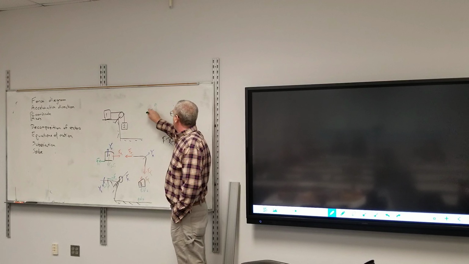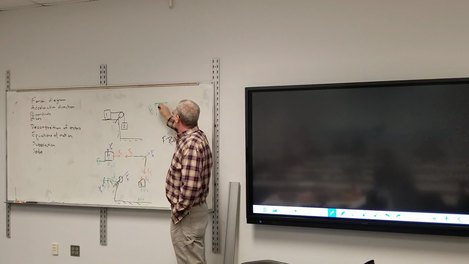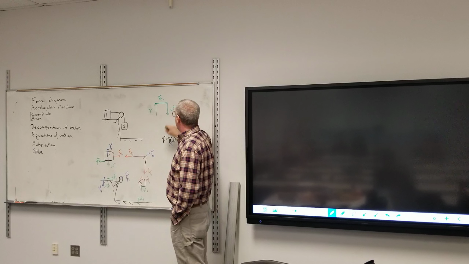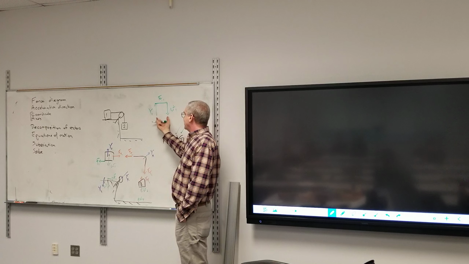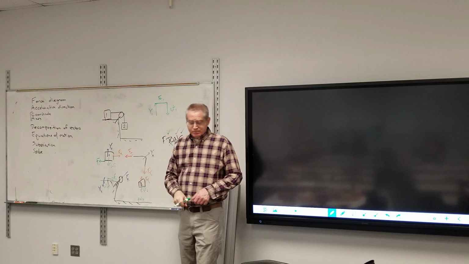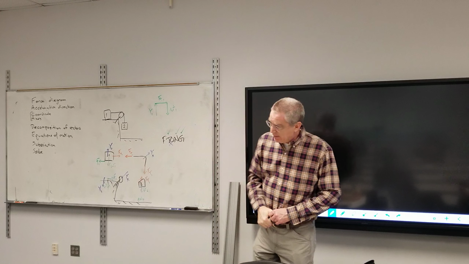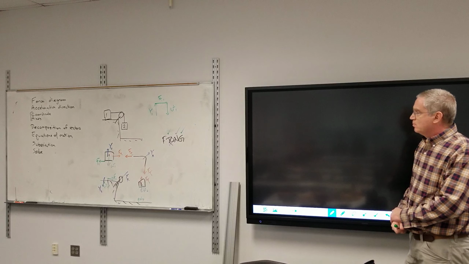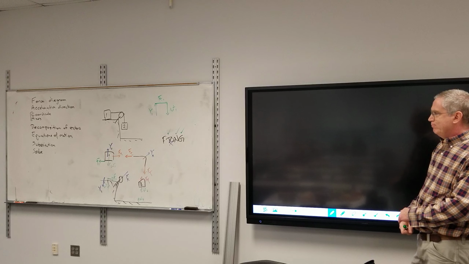So that would be Y1 acting up, FT1 acting to the right, W1 acting down. There's a gap there. I cannot take three perpendicular vectors like that and add them up to end up where I started. All right, we're done.